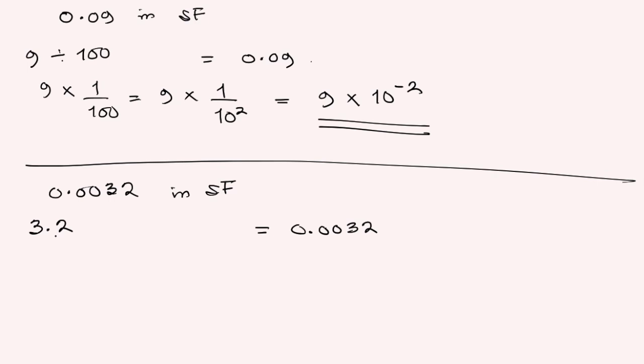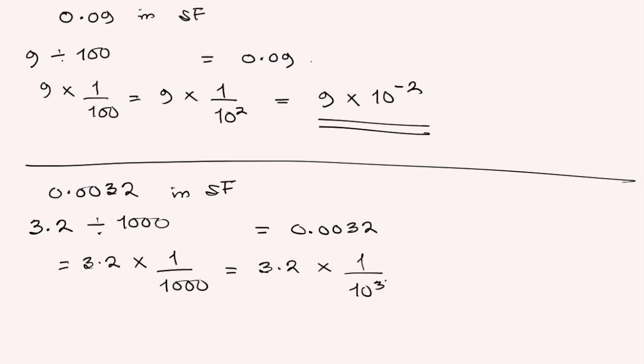Now, what do we need to divide this by to result in 0.0032? We would need to move the decimal point 3 places to the left. That means we need to divide this by 1000, which is equal to 3.2 multiplied by 1 over 1000, which is equal to 3.2 multiplied by 1 over 10 raised to the power 3, which is equal to 3.2 multiplied by 10 raised to the power minus 3.